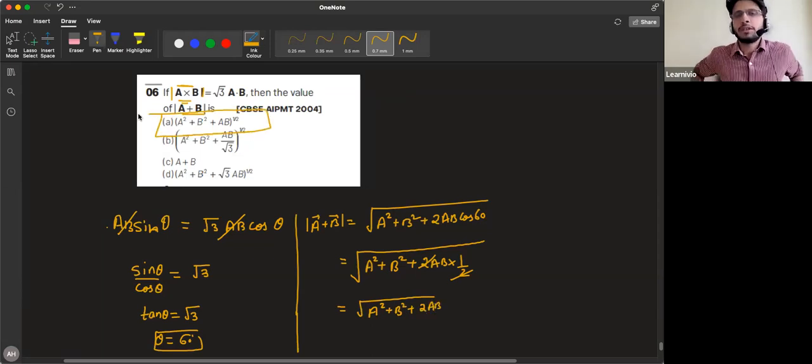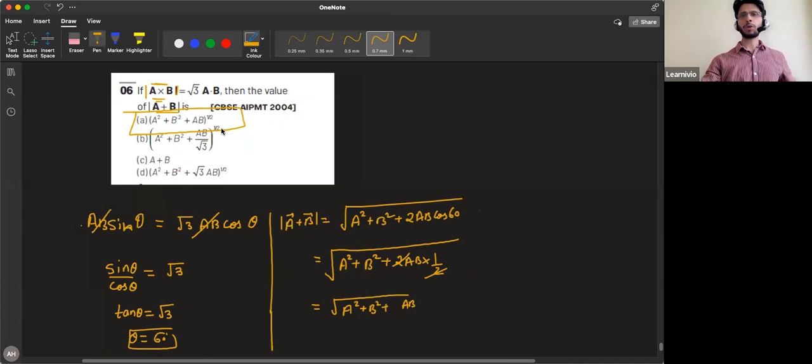So that's the correct answer. A square plus B square, sorry, 2AB, the 2 gets cancelled out. Just AB. The first is the correct answer. Is it clear now? Hiba, Farhad? Yes, sir. Sure, good. Just note it down.